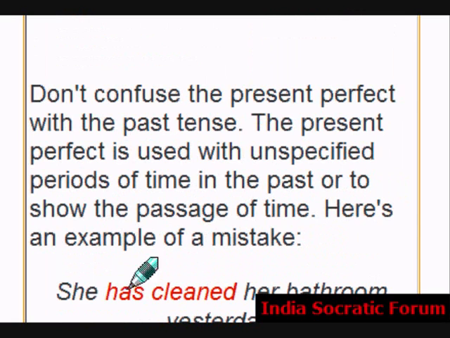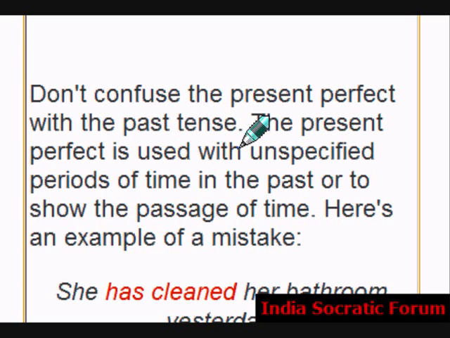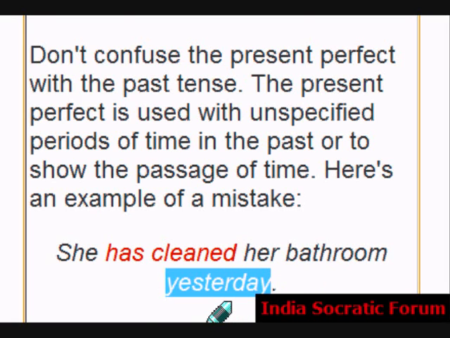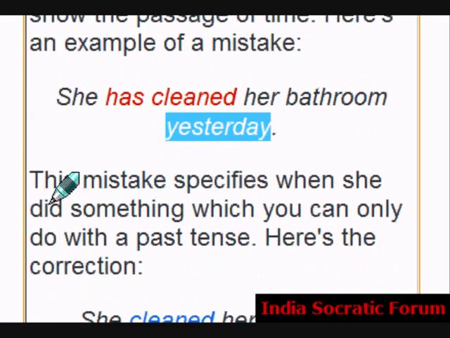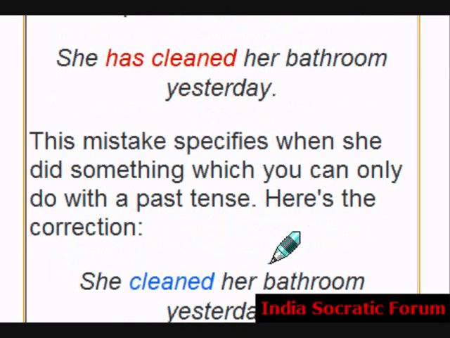Don't confuse the present perfect with past tense. Okay? The present perfect is used with unspecified periods of time in the past or to show the passage of time. Okay? Here is an example of a mistake. She has cleaned her bathroom yesterday. This mistake specifies when she did something, which you can only do with the past tense. Look, here is the correction of how you should use it.